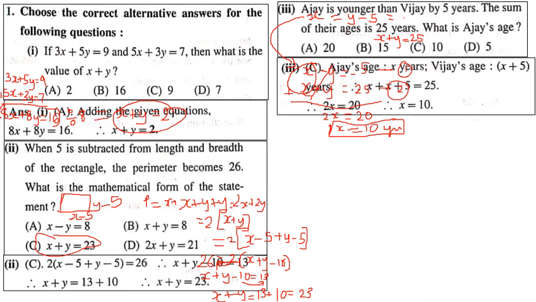Ajay's age is x years. So Vijay's age will be x plus 5. So the sum, x plus x plus 5, is 25. So 2x plus 5 is 25. 2x is equal to 20. How did you get 20? 25 minus 5 is 20. So therefore x is equal to 10.